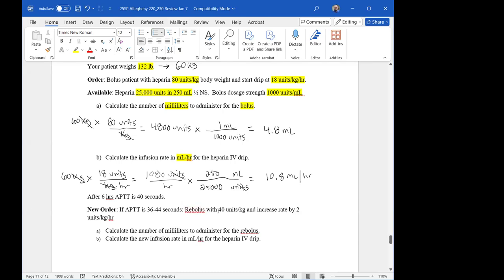It tells you to rebolus with 40 units per kilogram. Okay, so that's not a big deal. It's just telling you to rebolus with 40 units per kilogram. But then it tells you to increase the rate by 2 units per kilogram per hour. So now we're going to be changing up what we did in the initial problem here. We're changing the bolus information and we're changing the infusion information.